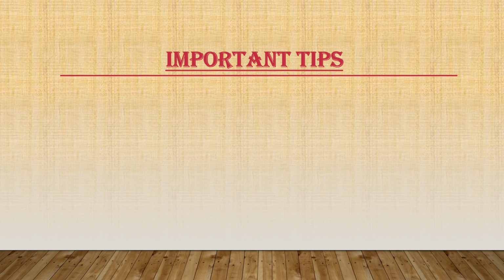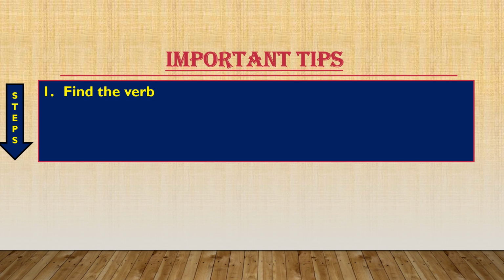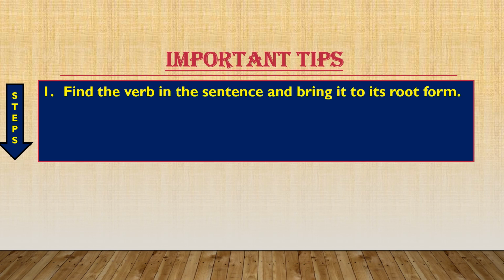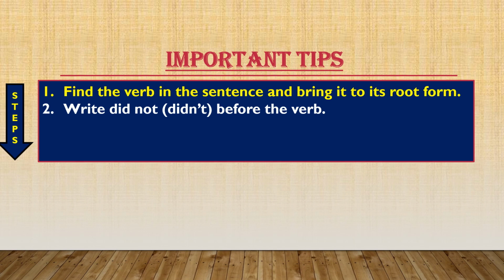Just to make this conversion process simple for you, I have divided it into 3 simple steps. We will follow these steps one by one and our sentence will get changed into negative. Step number 1. Find the verb in the sentence and bring it to its root form. Step number 2. Just write did not before the verb, that is the root form of the verb.